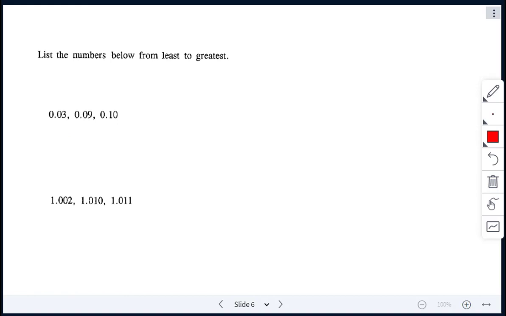So the next question here, we're looking at writing numbers from least to greatest. So start with your ones digit, they're all 0. Start with the tenths digit. We have a 0, 0, this is 1, so this is greater. Next, we're looking at our hundredths digit. We have a 3 and a 9, so therefore the least is 0.03. Next would be 0.09, and greatest would be 0.10.